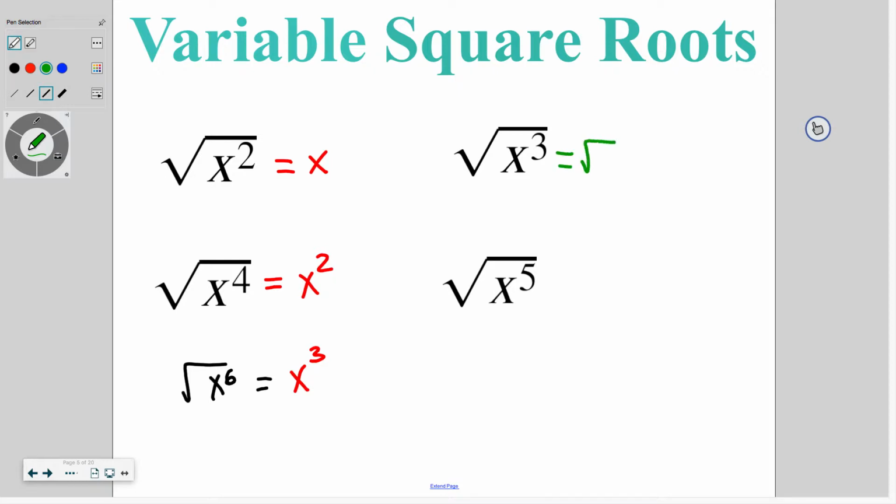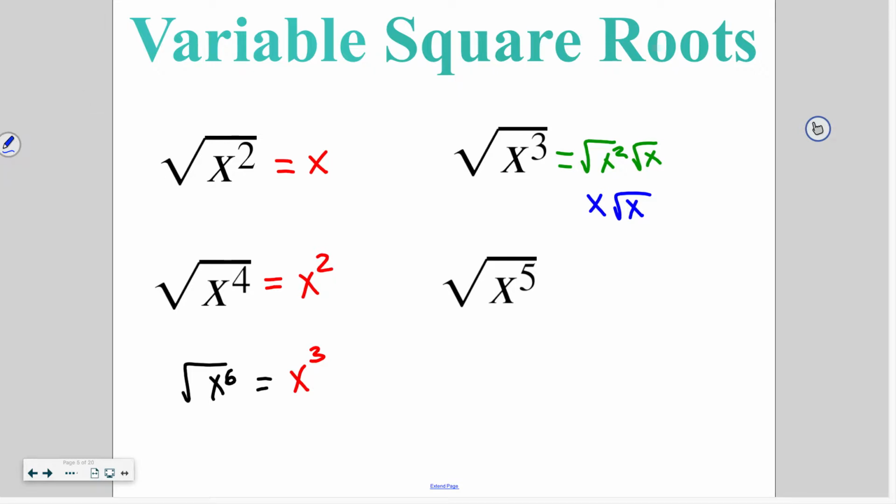So for x cubed, I can split that into the square root of x squared and the square root of x. So it's taking those three x's and splitting them into two pieces. I can then take the square root of the front, so the square root of x squared is x, and then we're going to leave the square root of x by itself because we don't know if we can take the square root of that number or not.